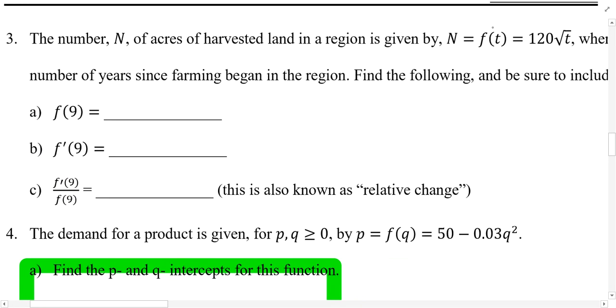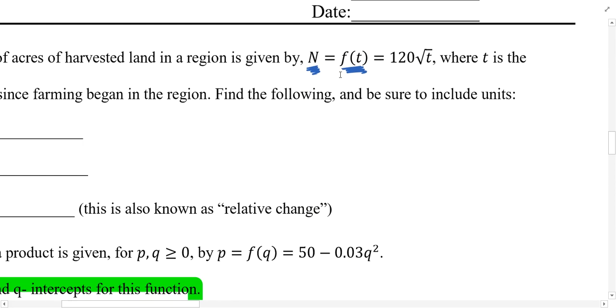So in a problem like number 3, we're saying that n, which is the number of acres of harvested land, is the result of some function that's based on time. I use this double function notation just as a reminder in case you see this in other textbooks. But really the equation could be written as n equals 120 times the square root of t, or it could be f of t equals 120 times the square root of t. They both mean the same thing.